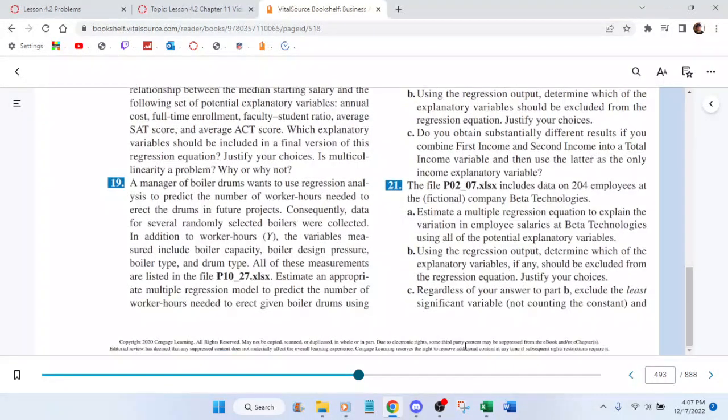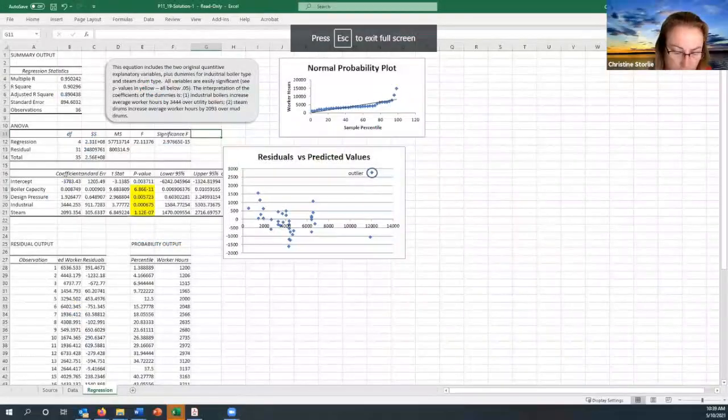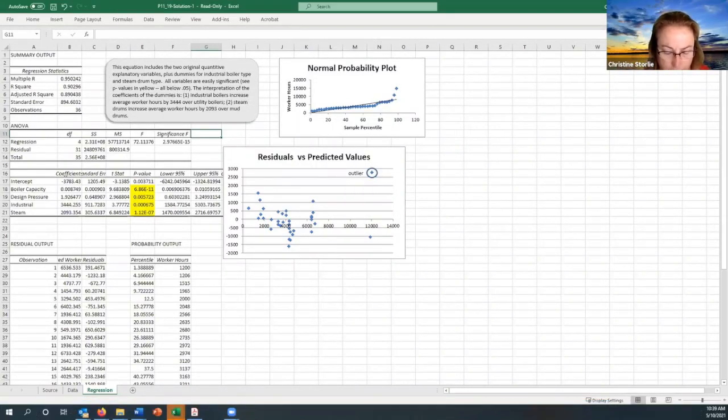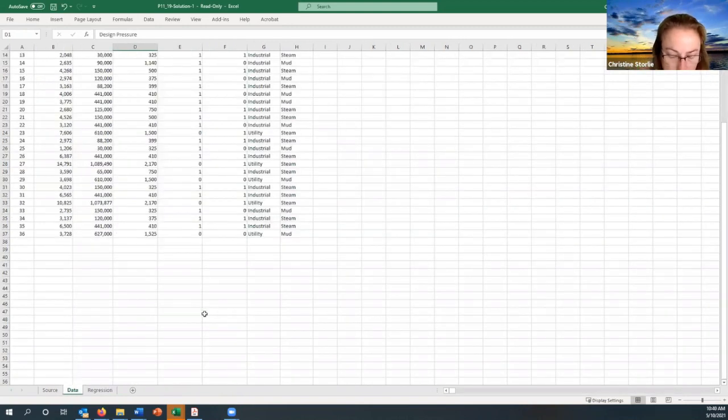Which one should be included in the final variable? That's so simple, it's the same thing as before, but I'll double check here. Data from 36 randomly selected boilers were collected in addition to worker hours Y. The variables measured included boiler capacity, boiler design pressure, boiler type, and drum type, all in this file. Estimate an appropriate multiple regression model. Justify your choices. Which explanatory variables should be included in the final version?